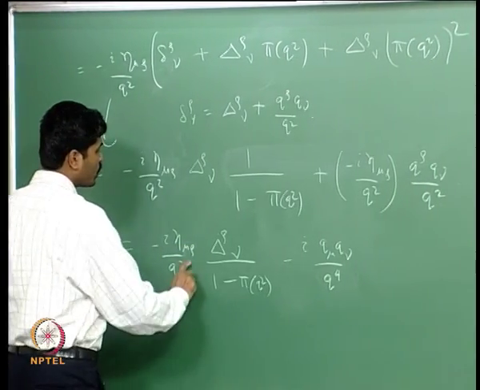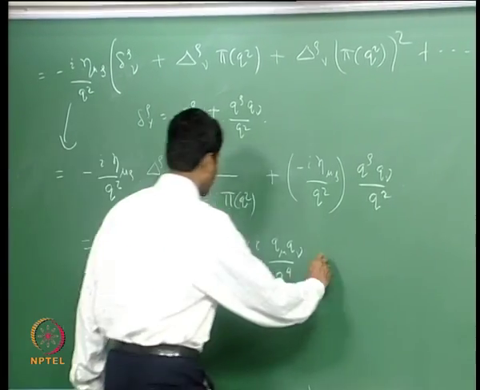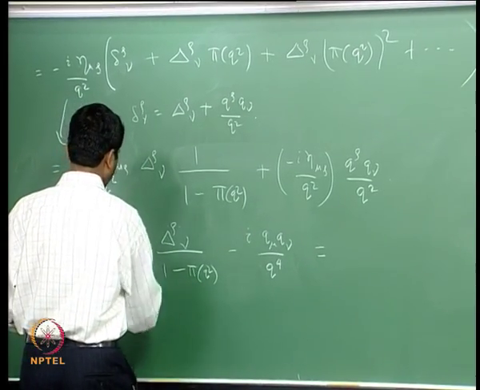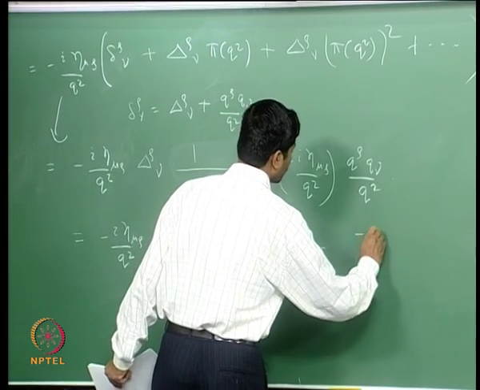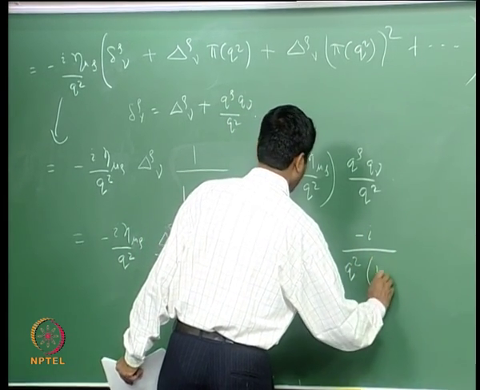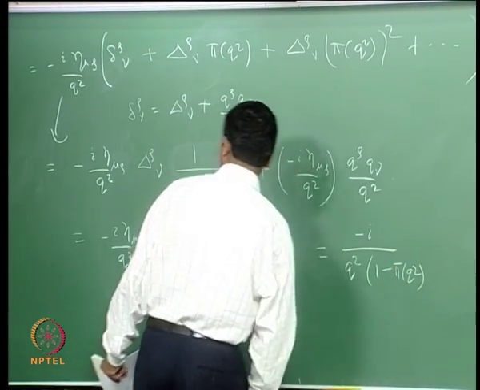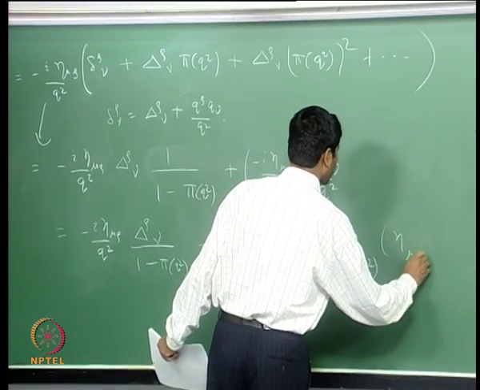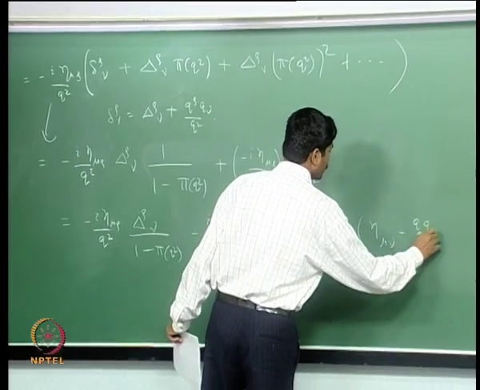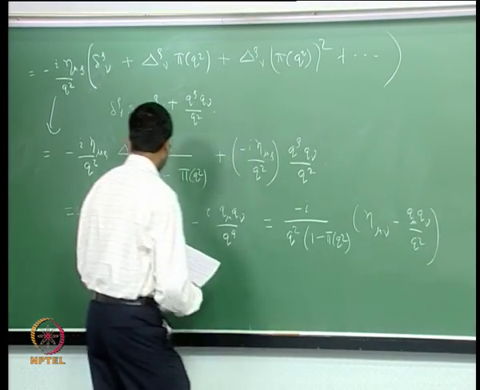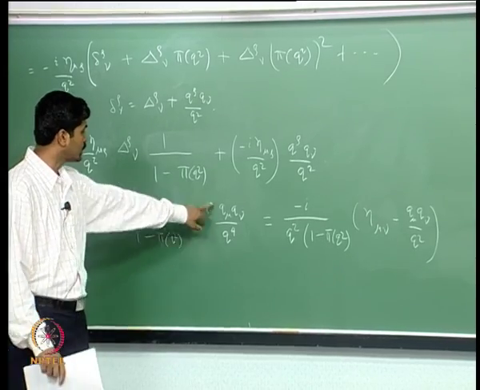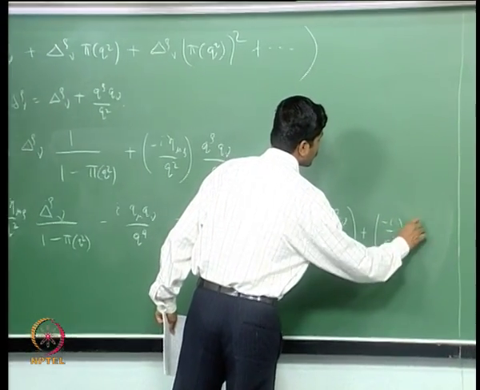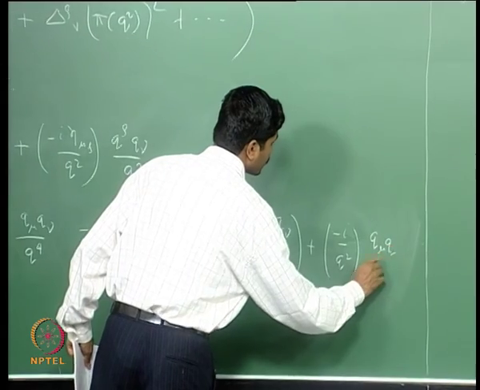If I multiply eta mu rho by delta rho nu, what I will get is simply, I take minus I over q square times 1 minus pi of q square. So, minus I divided by q square 1 minus pi of q square times this is merely given by eta mu nu minus q mu q nu divided by q square. That is the first term, and the second term is simply given by plus minus I over q square, q mu q nu divided by q square.